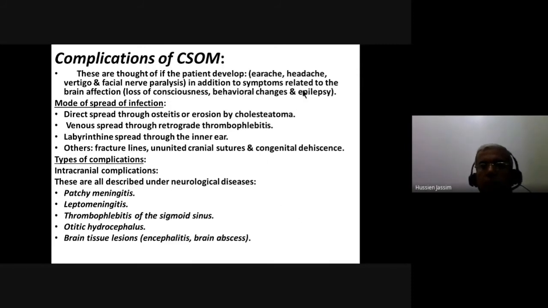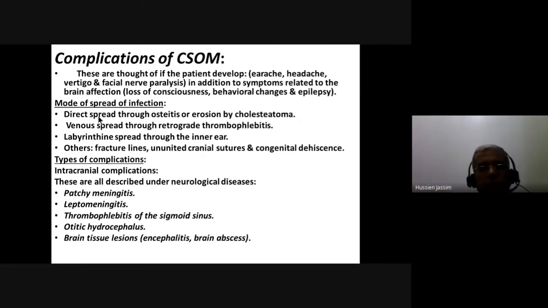What makes us think of a complication? The patient has chronic ear discharge, chronic otitis media. The patient has earache, headache, vertigo, facial nerve paralysis. Now we have to think of complications, in addition to symptoms related to brain involvement. There is intracranial involvement, consciousness is affected, behavioral changes, the patient has fits or convulsions.